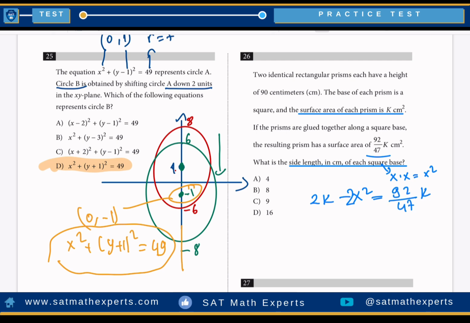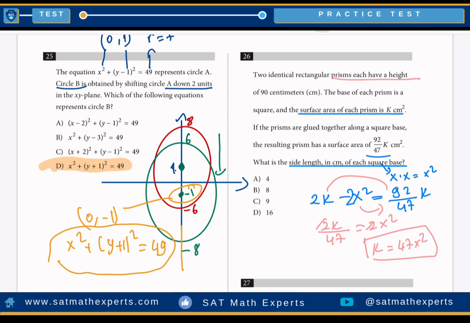Now we can solve this basic equation. Transpose this one here: 94 K over 47 equals 2x squared, the 2 cancels. So K equals 47x squared. This is my first finding. Now I am going to continue here.